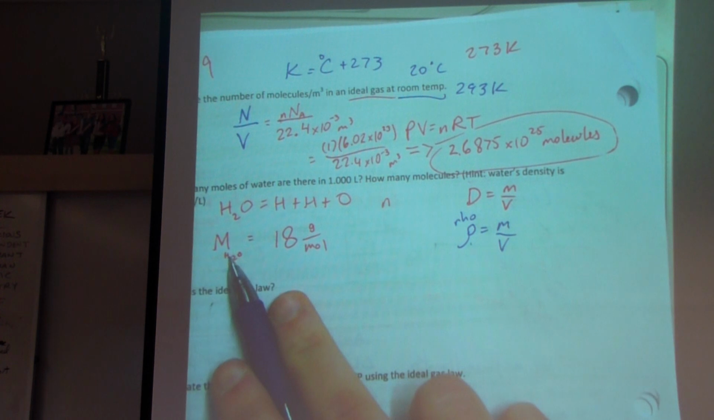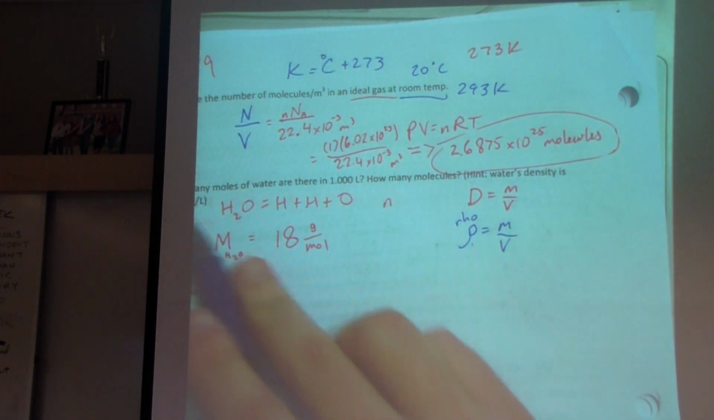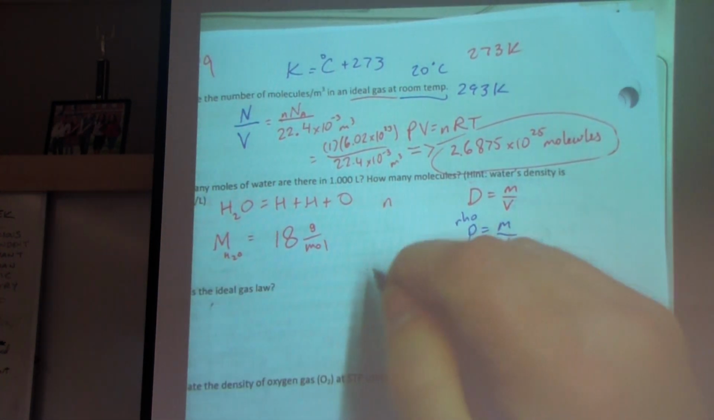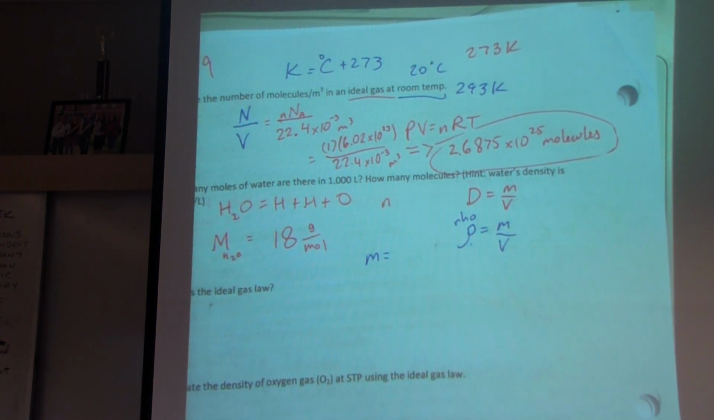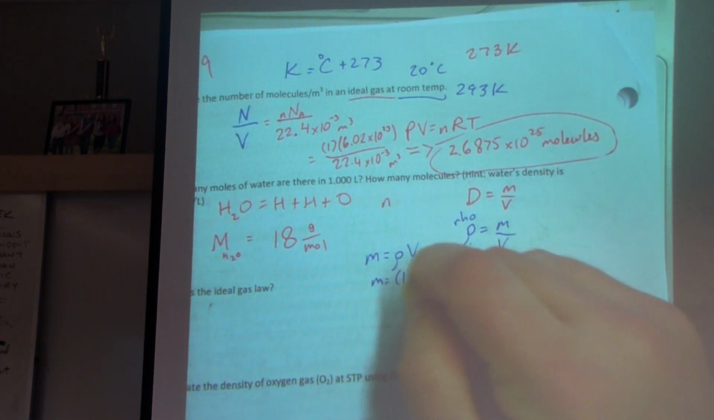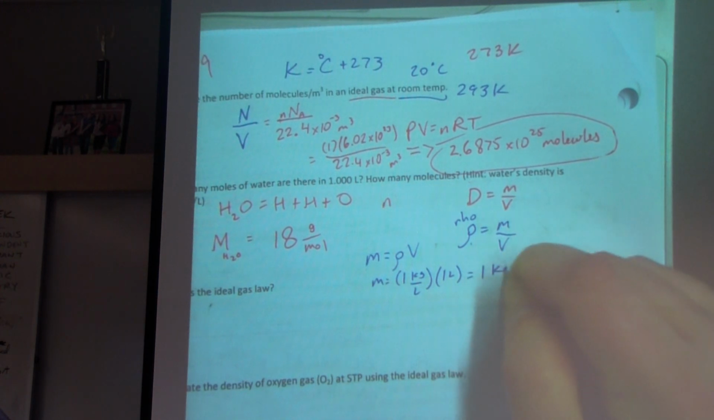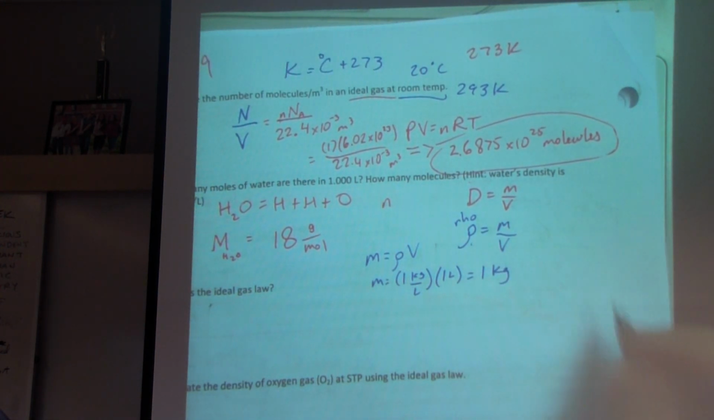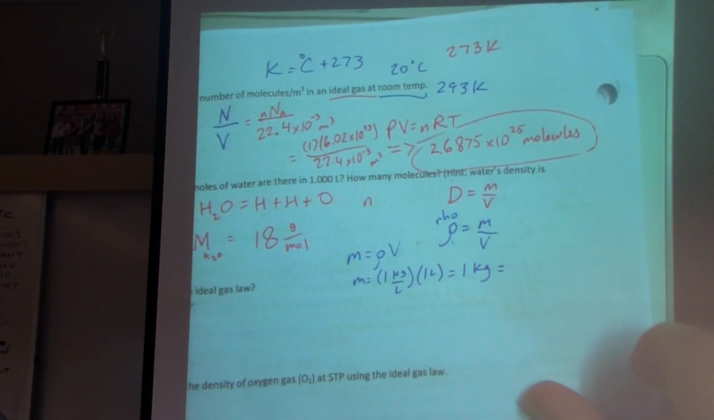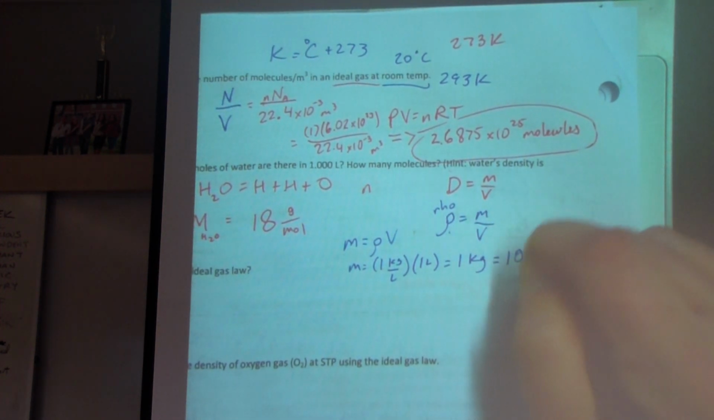So you know what the molar mass is, right? In 1 liter, what's the mass of 1 liter? The mass of 1 liter of water is, let's do density times volume. 1 kilogram per liter, and what's our volume? 1 liter. So we have 1 kilogram of water. And how many grams is that? 1 kilogram is how many grams? 1,000 grams, thank you.